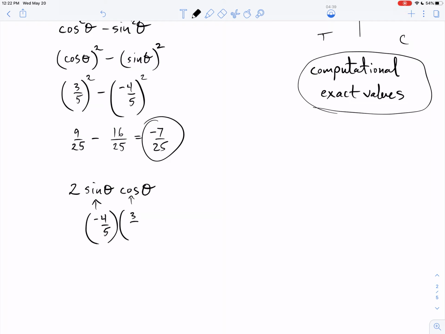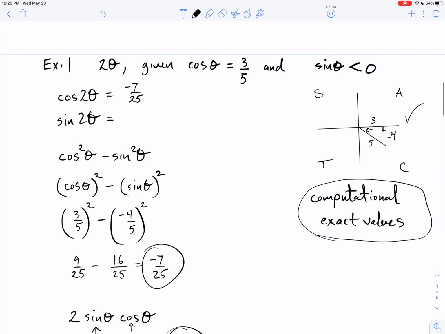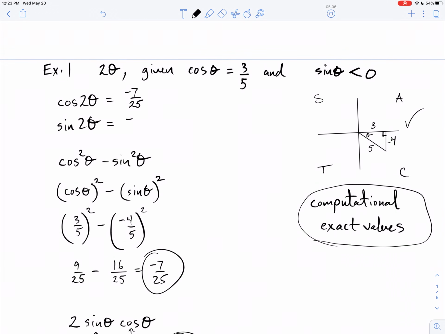It's 3/5. I know that 2 times that just means I could do 2/1 times all that goo. And I end up with, on the top, 2 times -4 times 3, which is -24. On the bottom, 1 times 5 times 5, that's just 25, and away I go. I have found the answer to this part of the puzzle. Whoop, there it is.